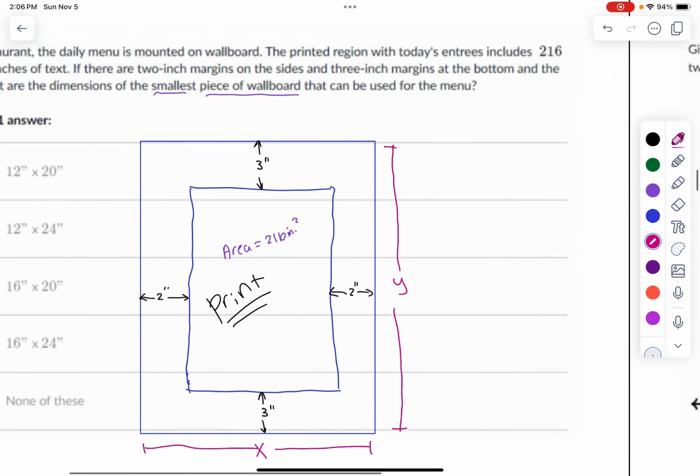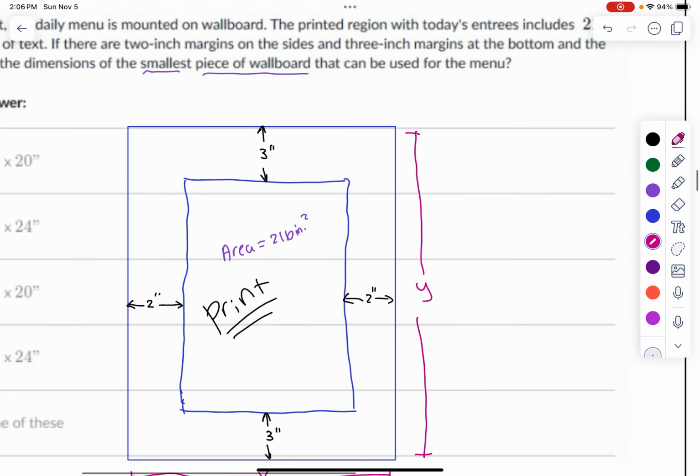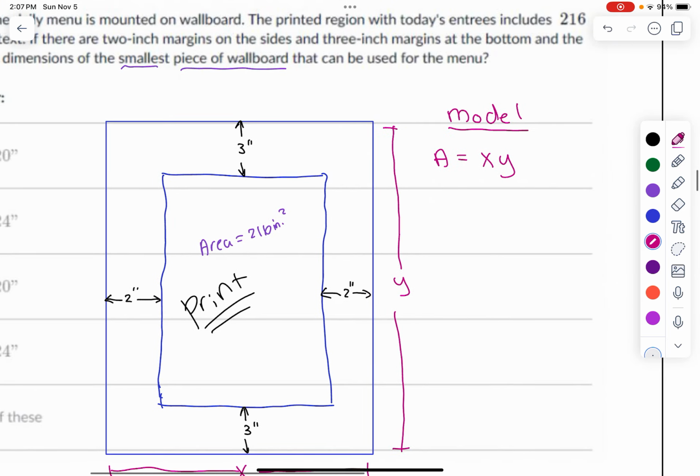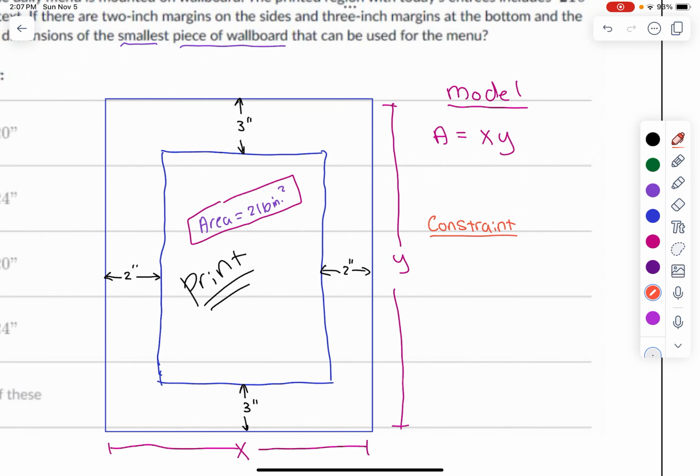Okay, so let's start working on our model. My model is that I want to minimize the area. So I'll say A equals, well, the area of my wallboard is x times y. Now I've got a constraint. The constraint is that this area on the inside has to be 216 square inches. So my constraint is that that area has to be 216.